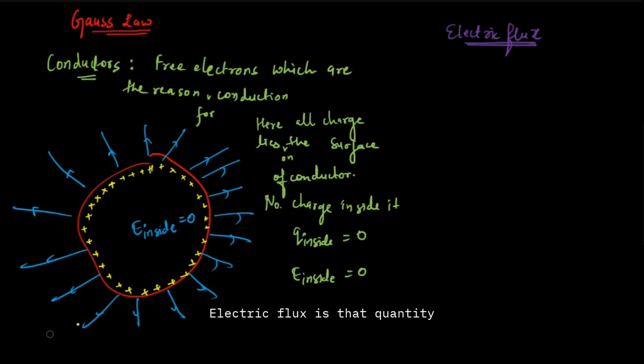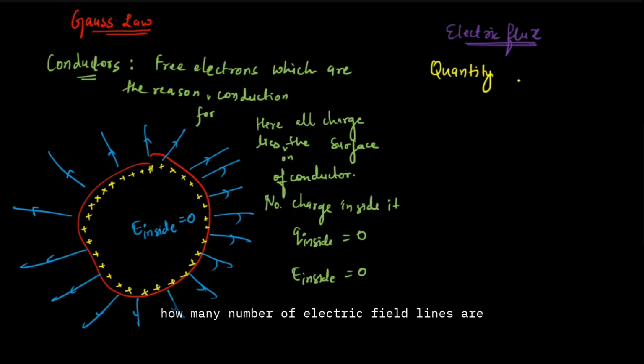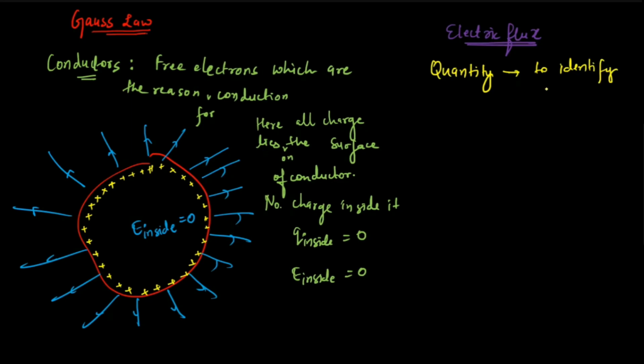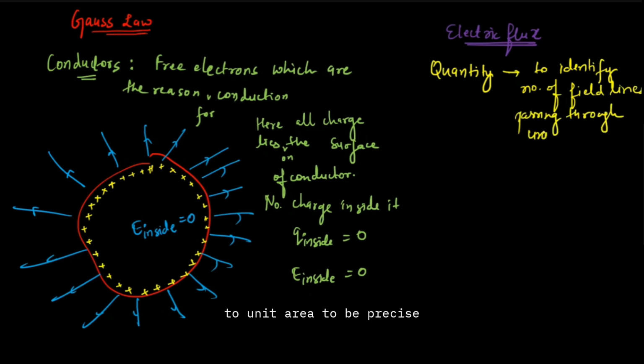Electric flux is that quantity used in physics which actually represents how many electric field lines are passing through a given area. Like, for example, a quantity to identify the number of field lines passing through an area, through unit area to be precise.